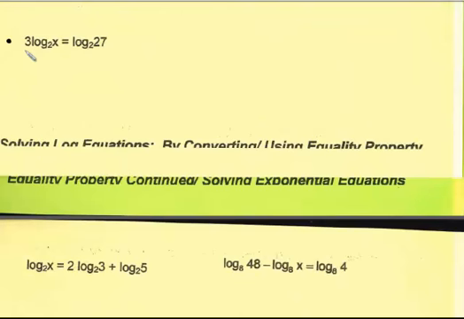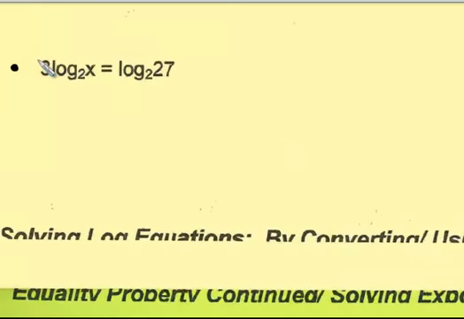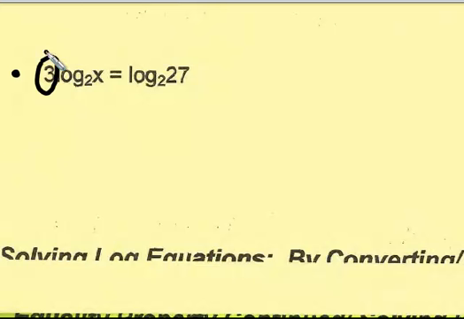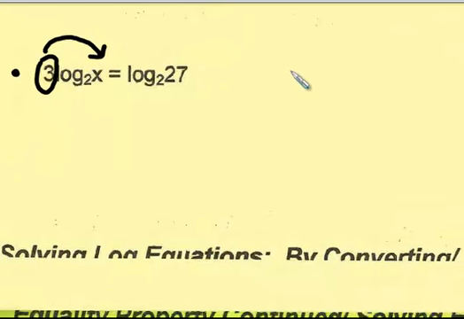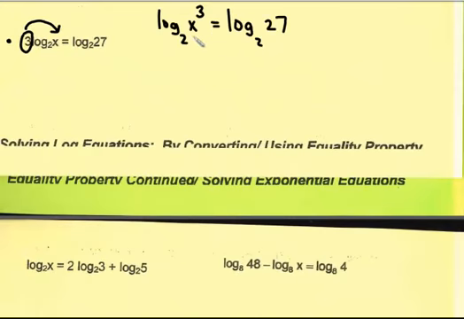The next equation has a 3 in front of the log. This 3 represents the exponent, and we need to condense this log and bring the 3 back to its spot as an exponent. So now we have log base 2 of x cubed equals log base 2 of 27. So x cubed would be the m and 27 would be the n in the property. x cubed is equal to 27.